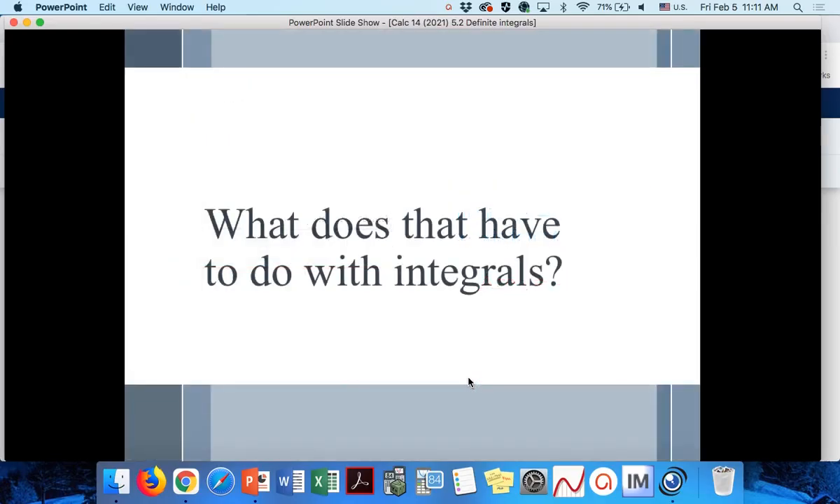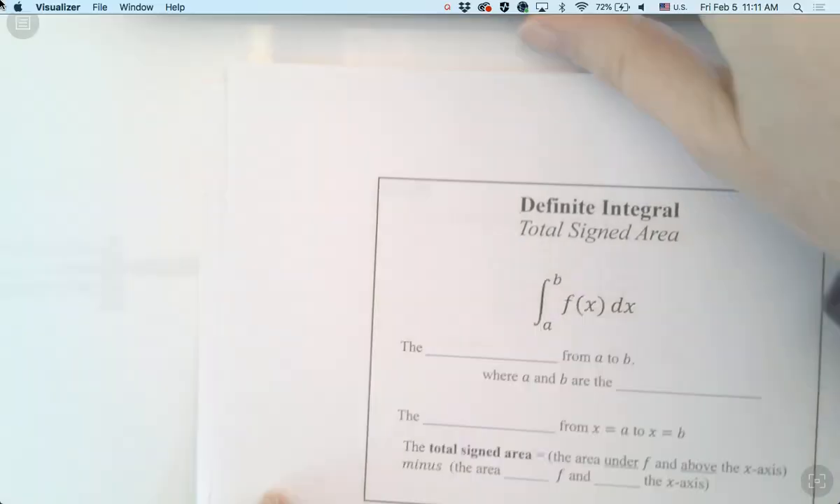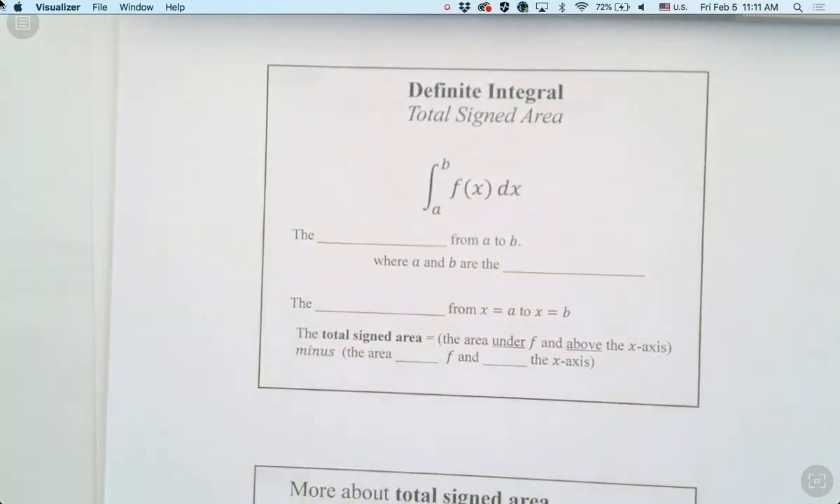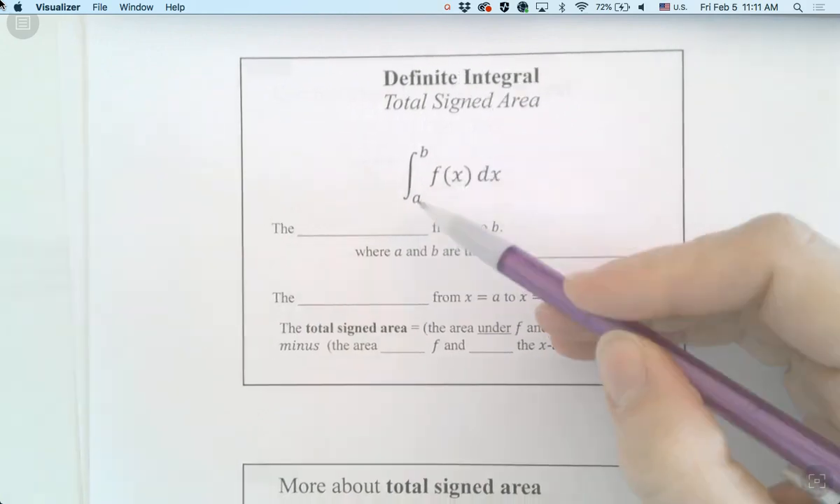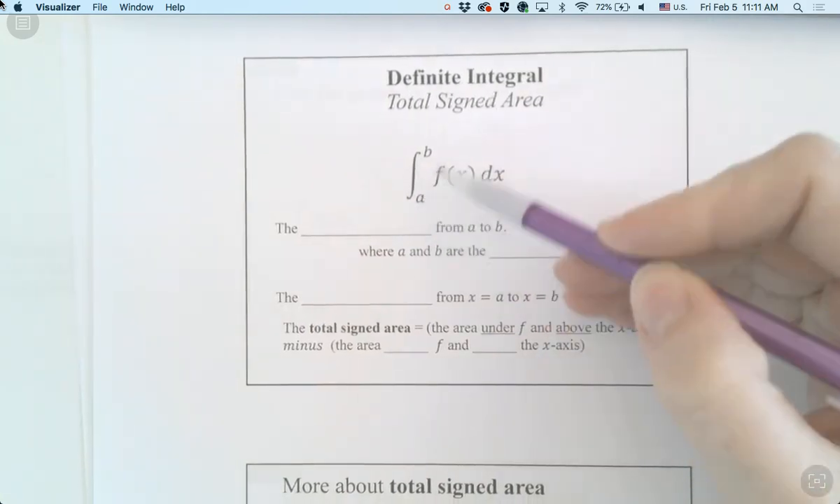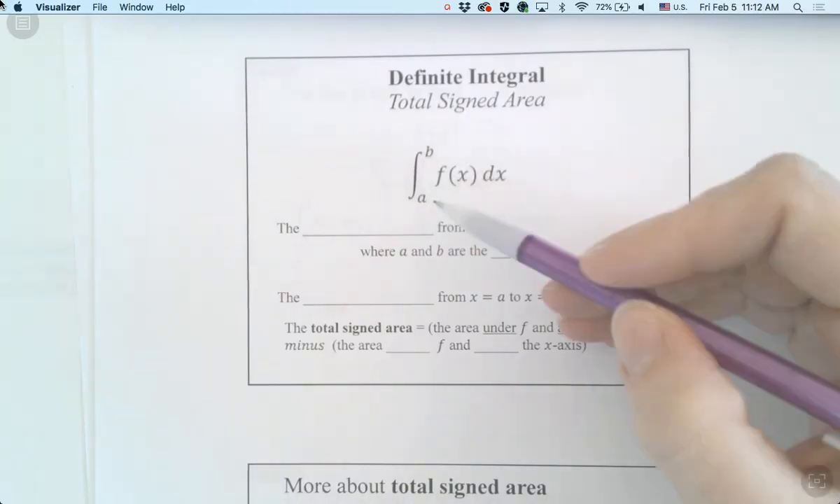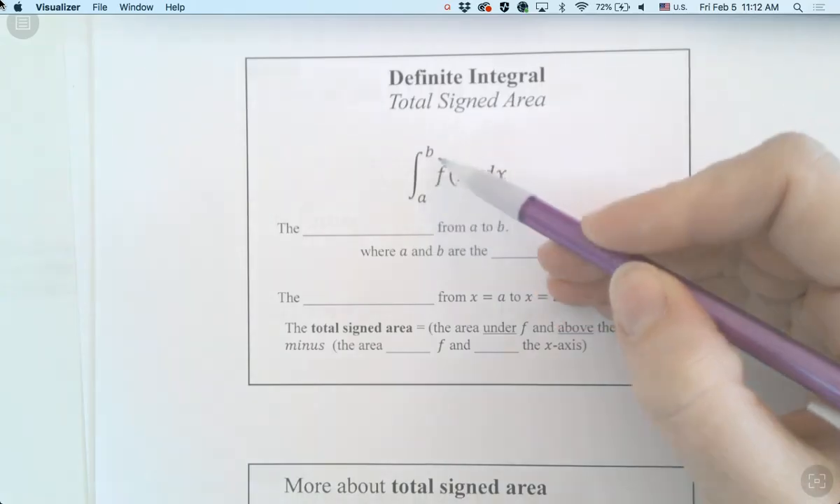So you're probably wondering, what does this have to do with integrals? All right, so 5.2, the definite integral. Your definite integral is basically your total signed area. What we're looking at here, we have the same integral sign that we've been working with, but now we've got a subscript and a superscript here. These are known as your bounds of integration. The lower number is going to be your starting point, and the upper number is going to be your stopping point.